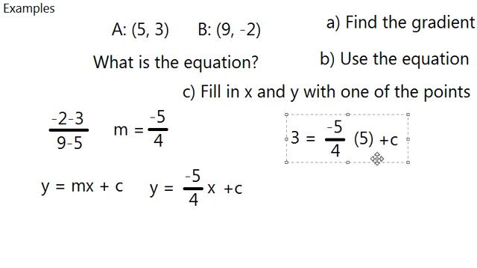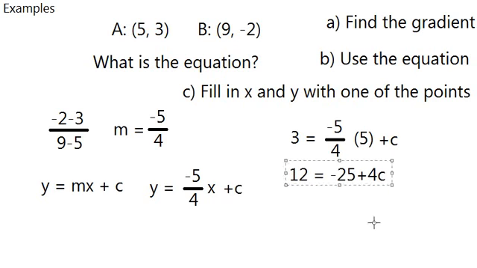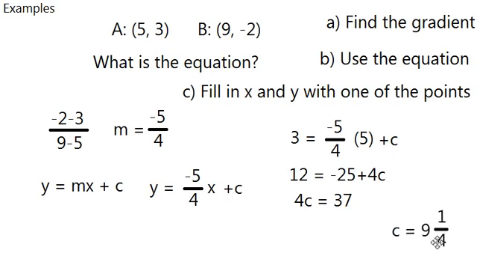So put in the values. The y value is 3, the x value is 5, so you multiply everything into the equation to get 12 is equal to -25 plus 4c, and rearranging gives you 4c equals 37, and c is equal to 9 and 1/4.